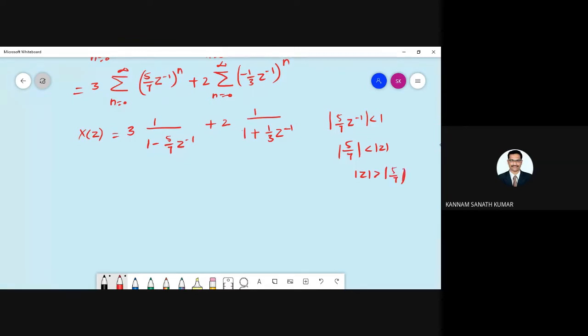What is the other ROC? You need to combine these two ROCs and get the common ROC. So mod 1 by 3 z inverse is less than 1. So 1 by 3 into 1 by z is less than 1. Mod 1 by 3 is less than mod z. Okay, so that means mod z is greater than 1 by 3. Mod z is greater than 1 by 3.